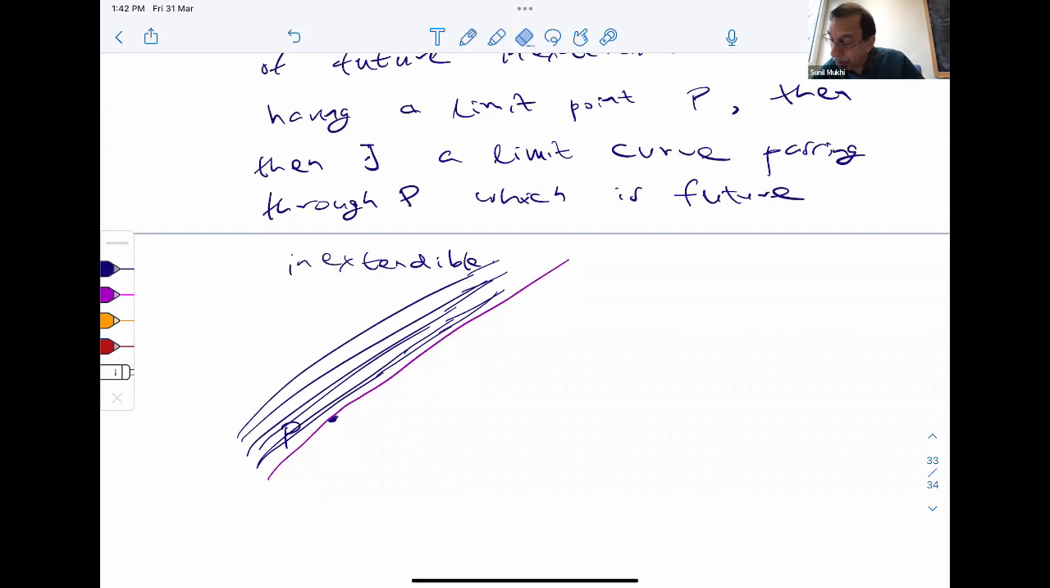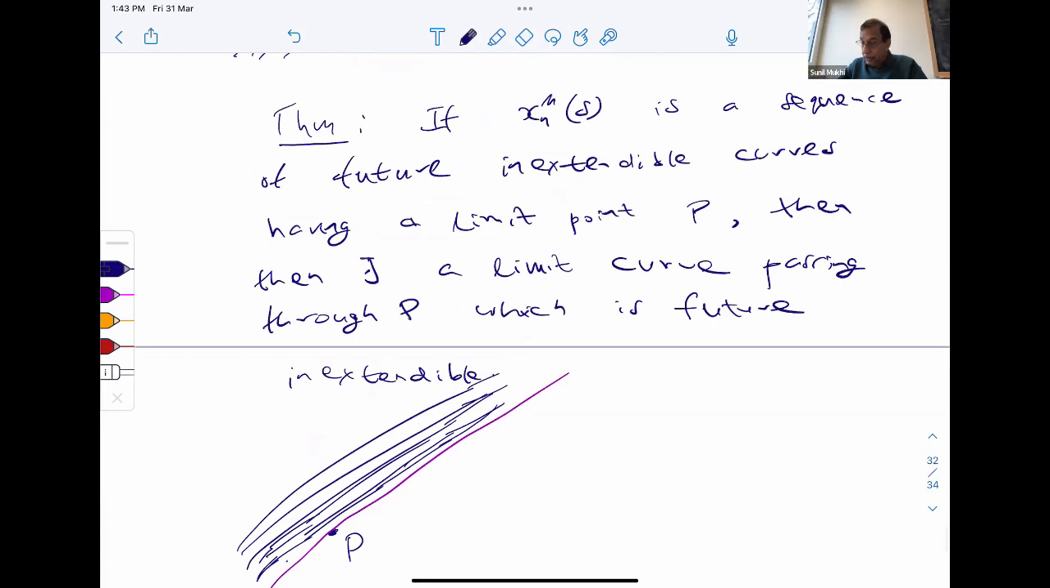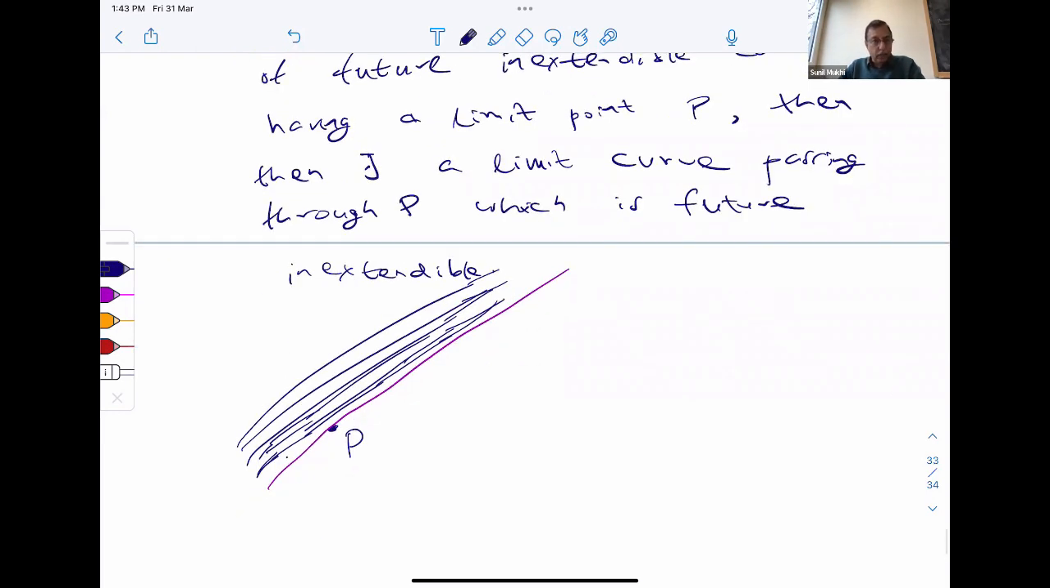Okay. Sorry that P got a little bit drowned out there, but here's P. So let's read it again. If X_n^μ is a sequence of future inextendable curves having a limit point P, then there exists a future inextendable curve passing through P, which is a limit curve of this sequence. So both it passes through the point, which is a limit point of the sequence, and it itself, the whole curve into the future, is a limit curve of this sequence. And I'll sketch how this is proved, and then I'll basically leave it to you as an exercise to take this and prove it for C(P,Q), which basically consists of putting back a point Q somewhere in this discussion.